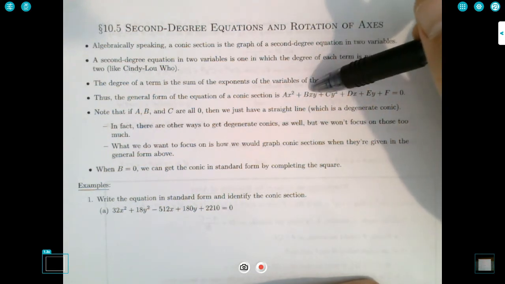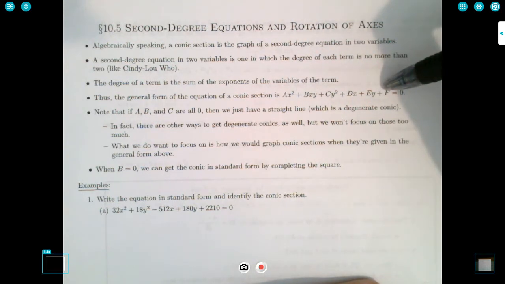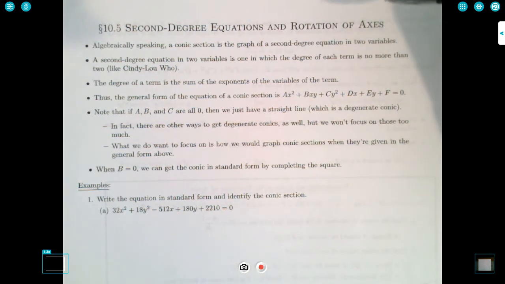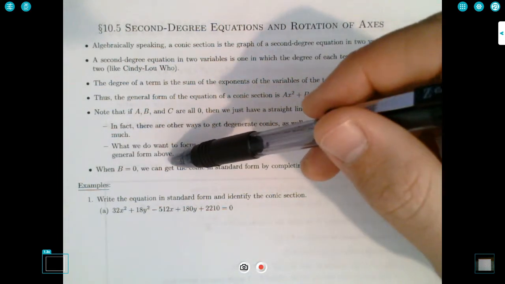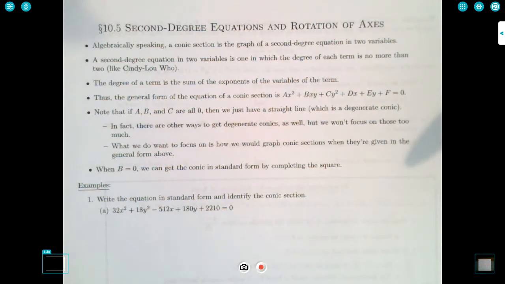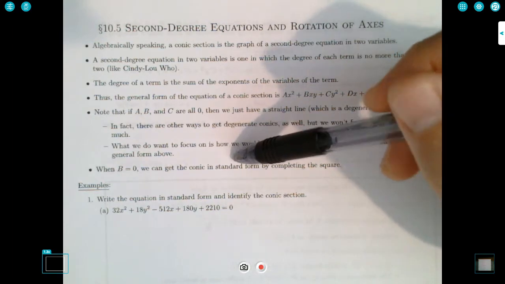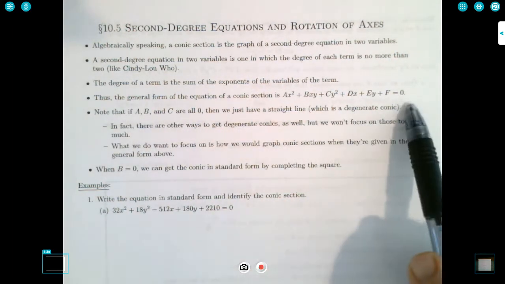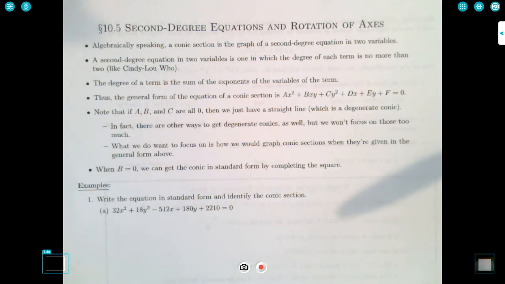But before we get there, I just want to talk about what to do if the equation is given to you in this format rather than in the graphing format that we like. In that case, we can get the conic in standard form by completing the square. When I say standard form, I mean the graphing form. This thing right here is the general form. So we can get it from general form to standard form by completing the square.